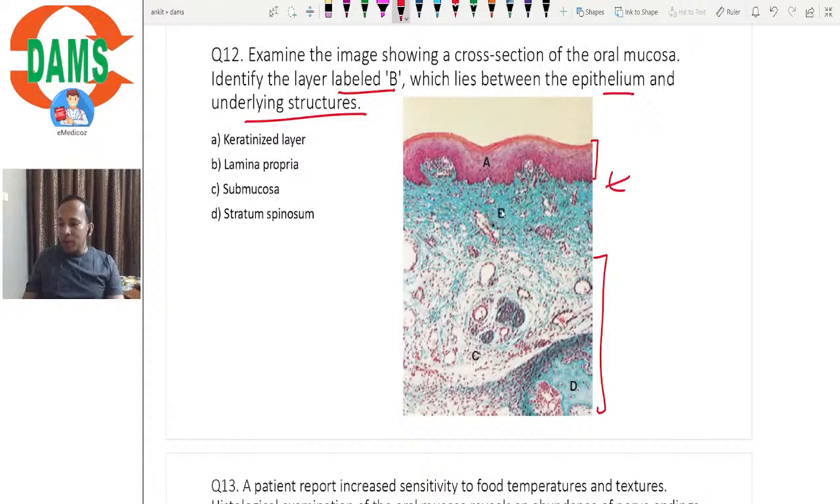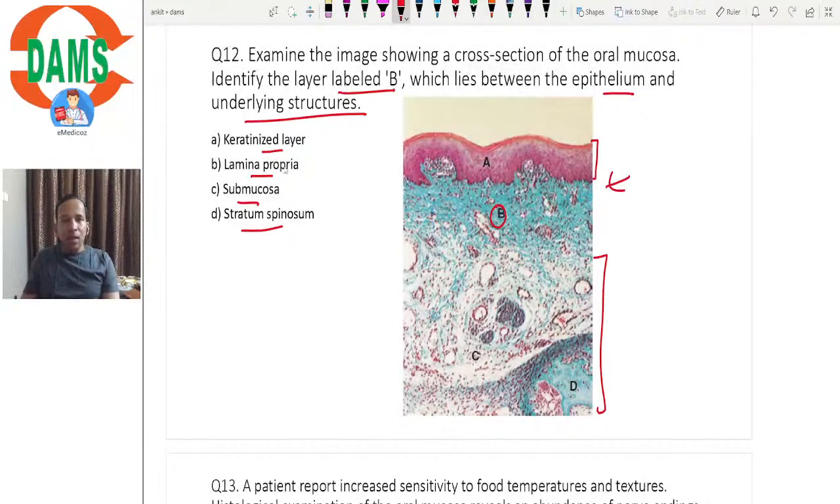But what we need to identify is this layer that is labeled B. Right? So options are keratinized layer, lamina propria, submucosa and stratum spinosum. तो क्या आंसर होगा इसका?